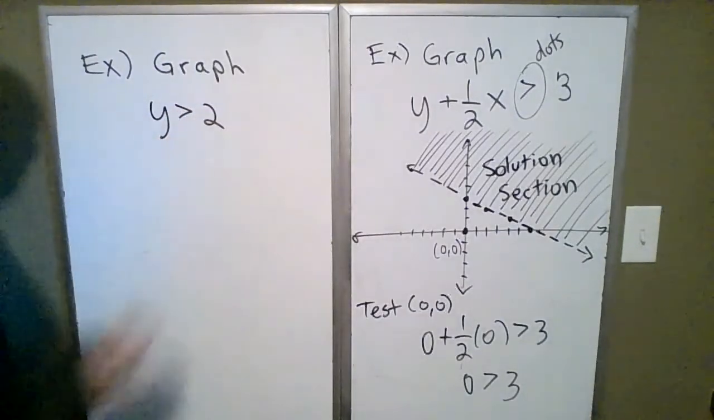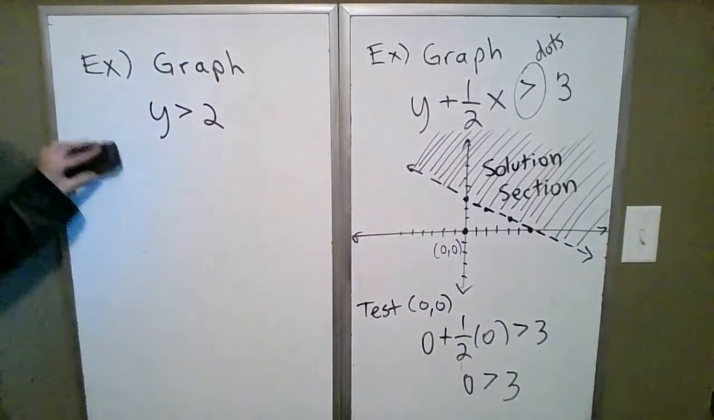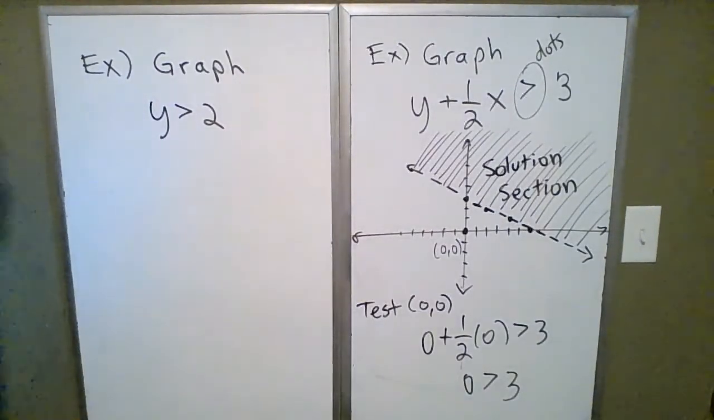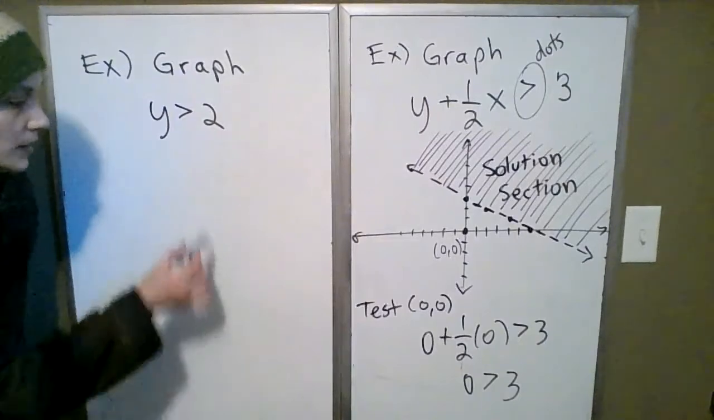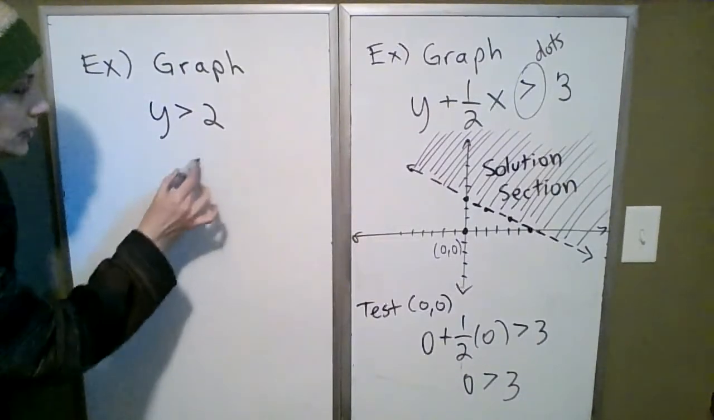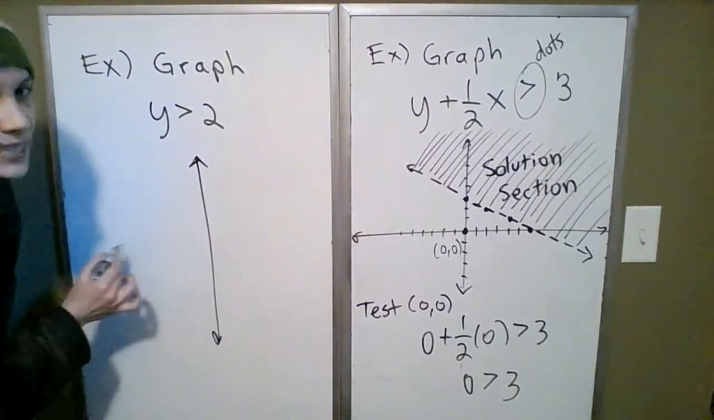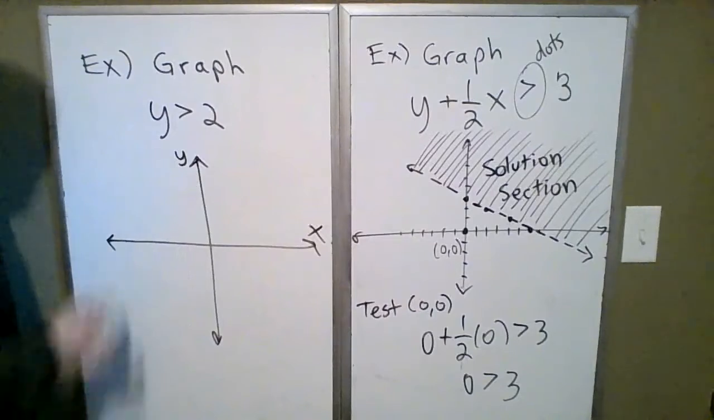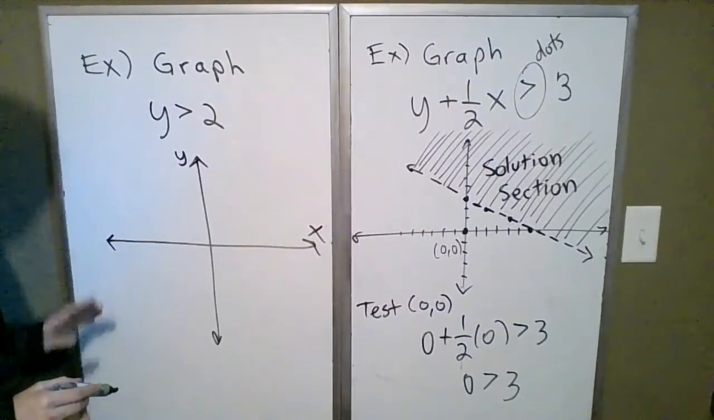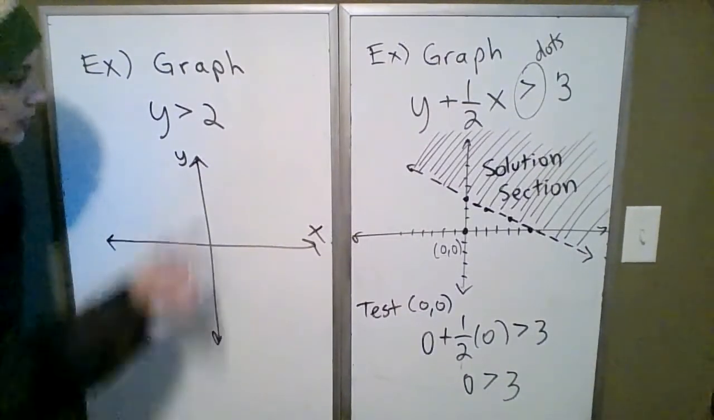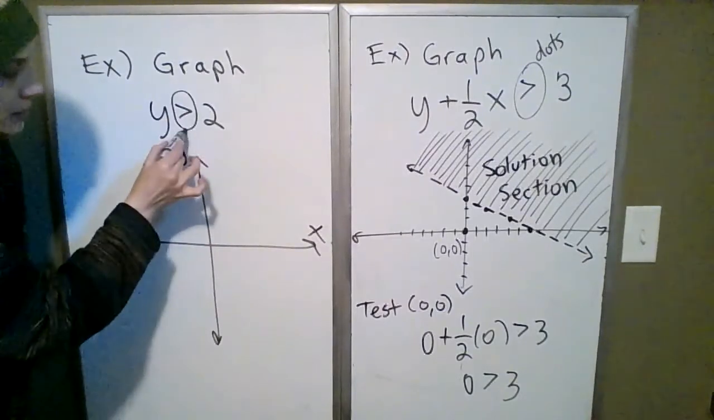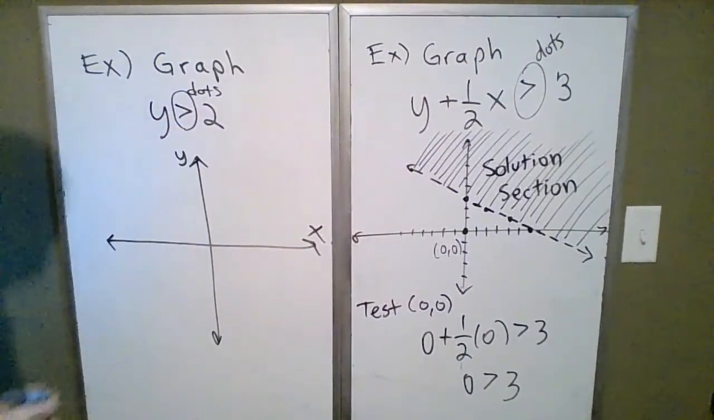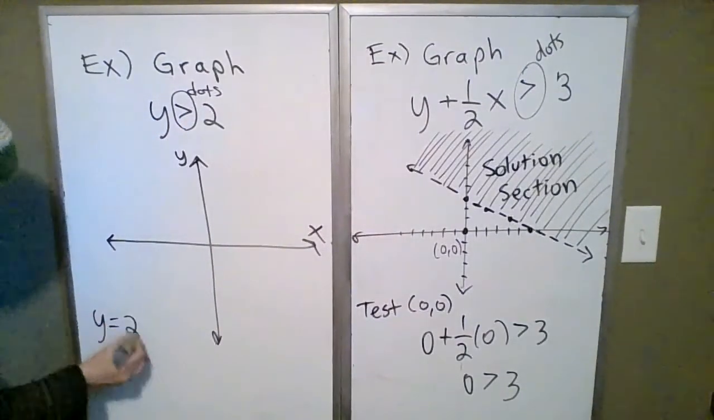Y greater than 2. So we are going to have a y-axis and an x-axis. Then we're going to put an equal sign here, but also when we draw the line, it's going to be with dots. So we'll have y equal to 2.